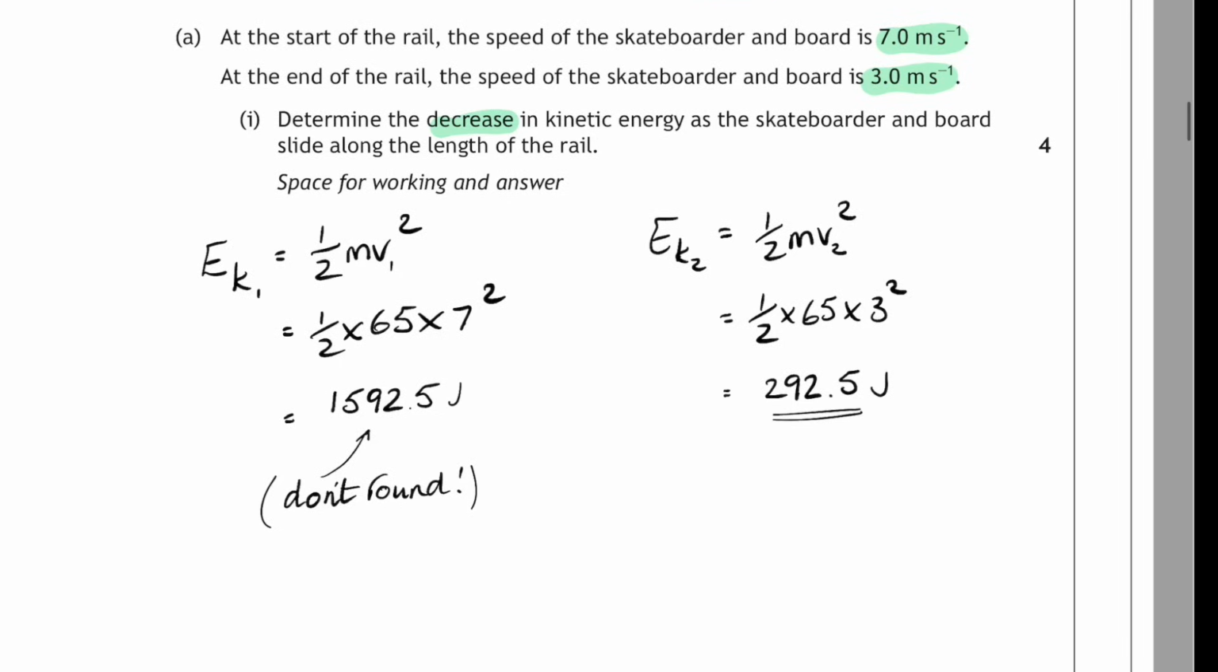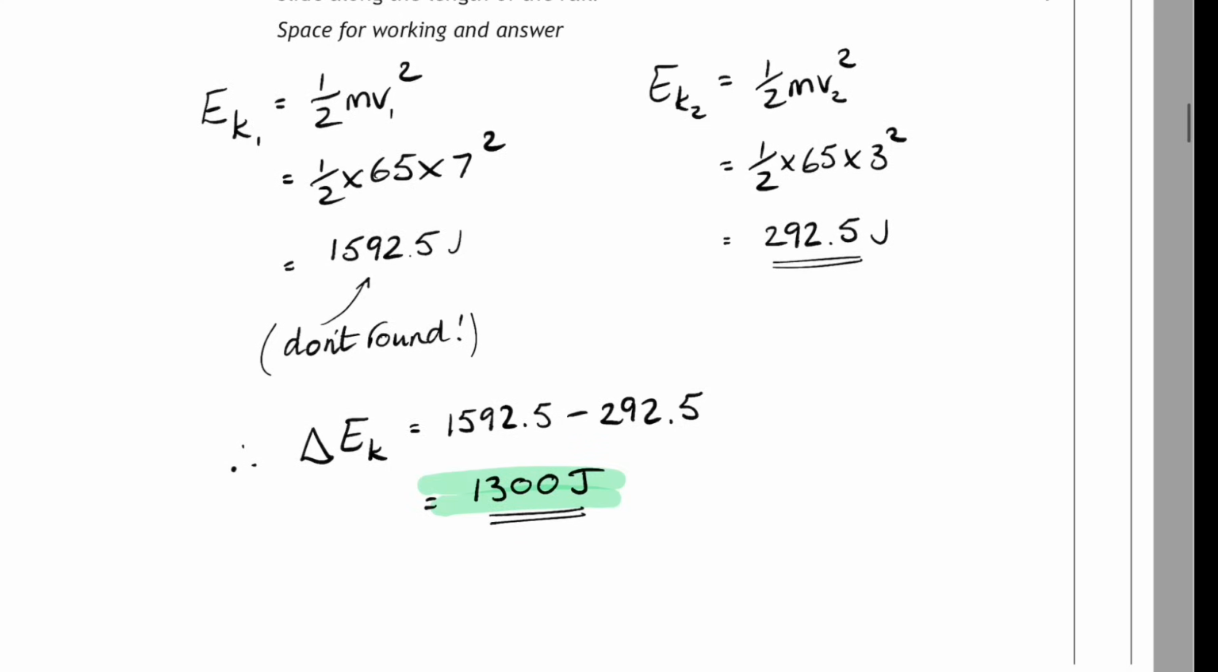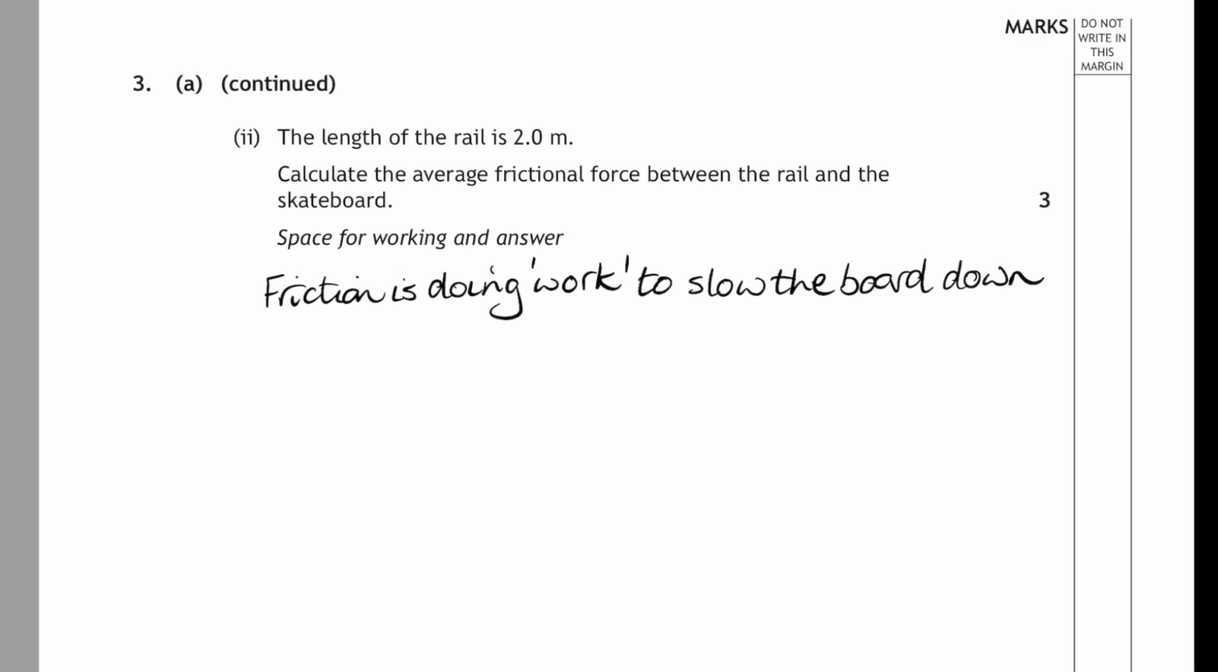And then the difference between the two of them will be the change in his kinetic energy. So if we subtract the final from the initial one, it will give us the decrease in kinetic energy of 1,300 joules. So don't round anything at the halfway stage, only round your answer at the very end. 3A part 2, the length of the rail is 2 metres. Calculate the average frictional force between the rail and the skateboard. Well, it's friction that's doing the work to slow the skateboard down. So we're looking for the work done relationship here.